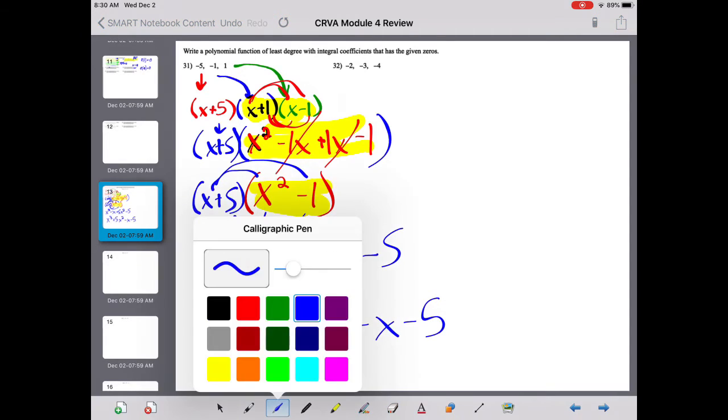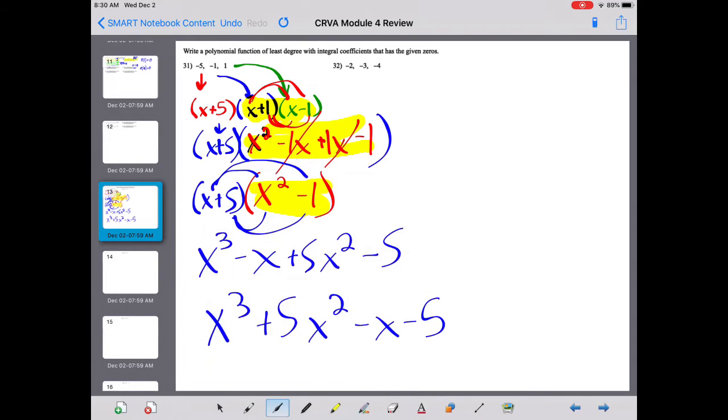Let's try number 32. Mr. P got excited on that one. He's going to have to write a lot smaller. So, again, these are zeros, or roots, or solutions. -2 comes from the factor x plus 2. -3 comes from the factor x plus 3. And -4 comes from the factor x plus 4.